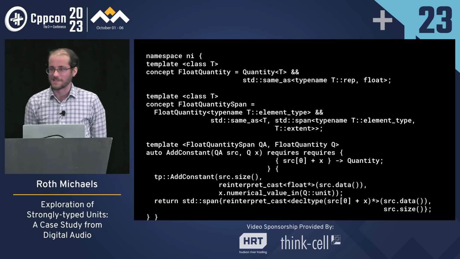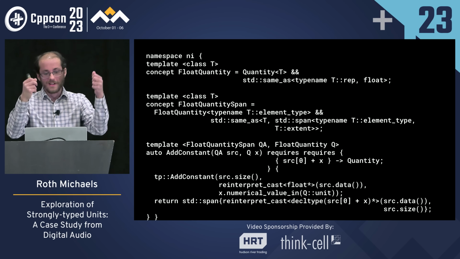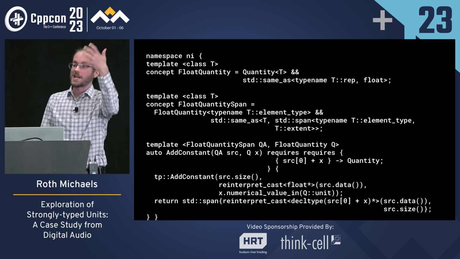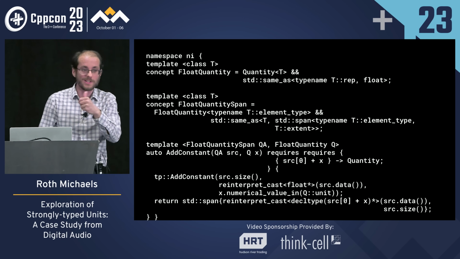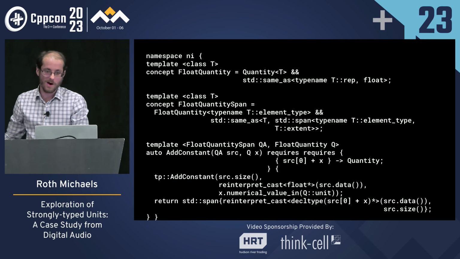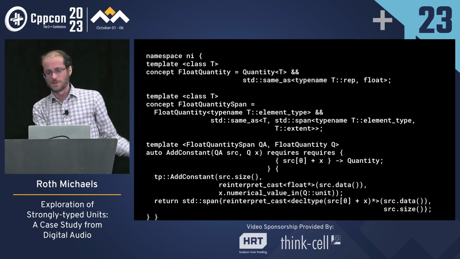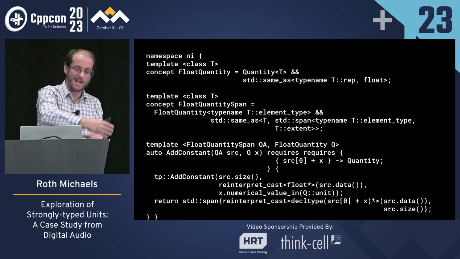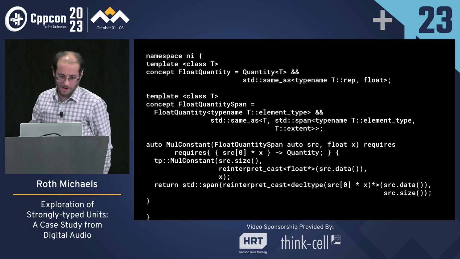I'll let you look at the slides later to see how this works, but instead of taking a span of quantities, we take a T that we constrain to something that is a span of these quantities, and then we have another, less constrained one that takes arrays in and creates spans.